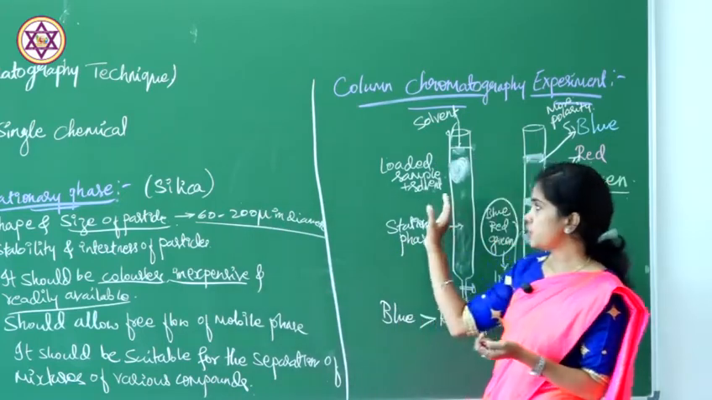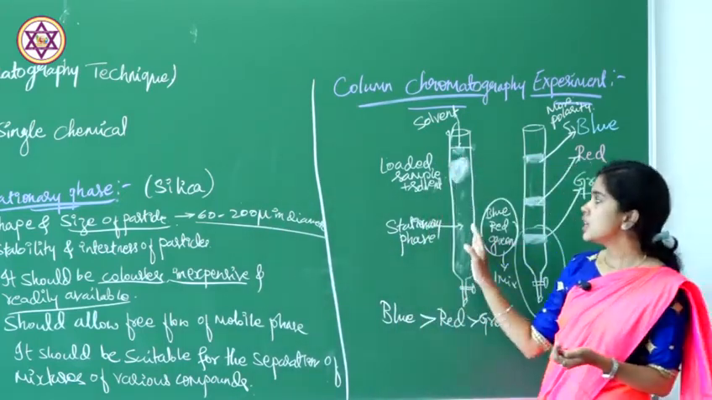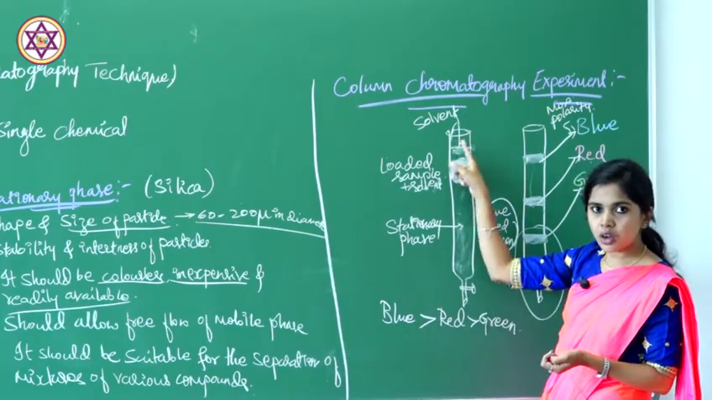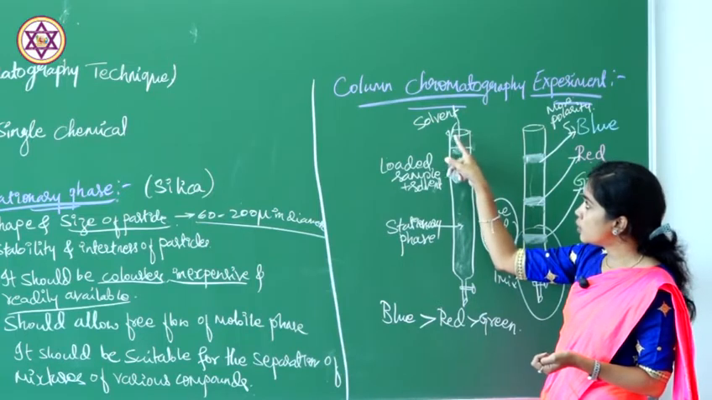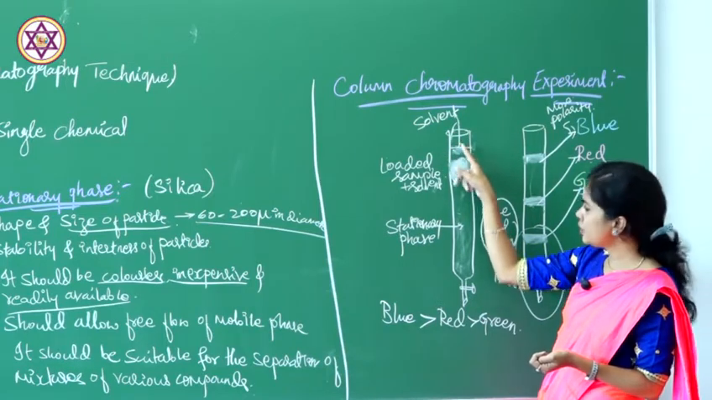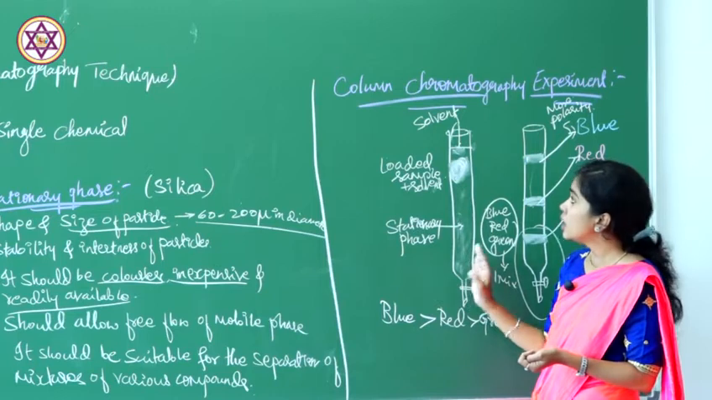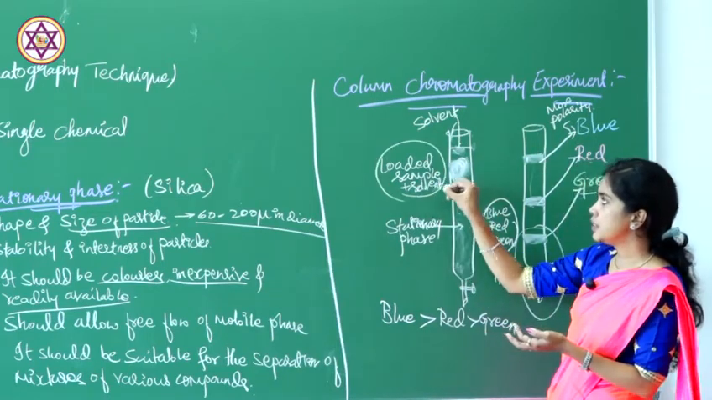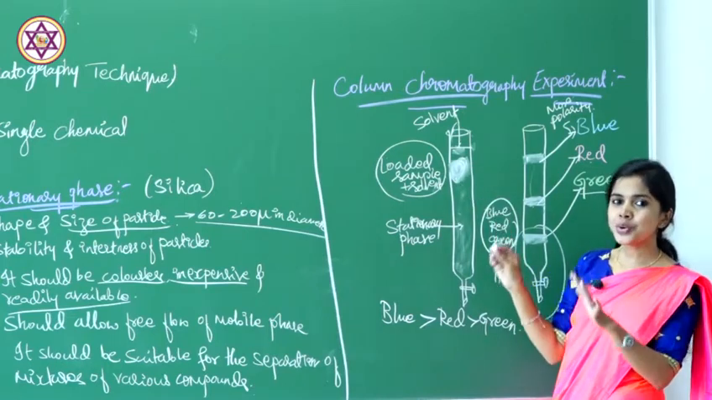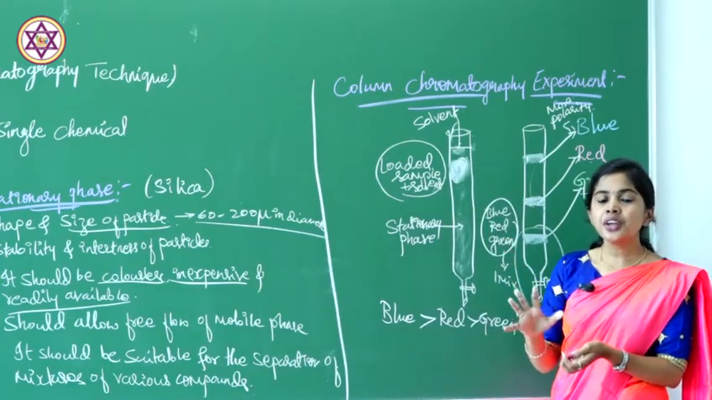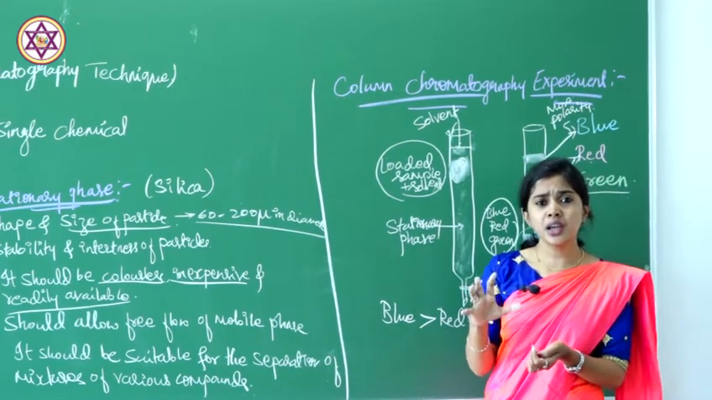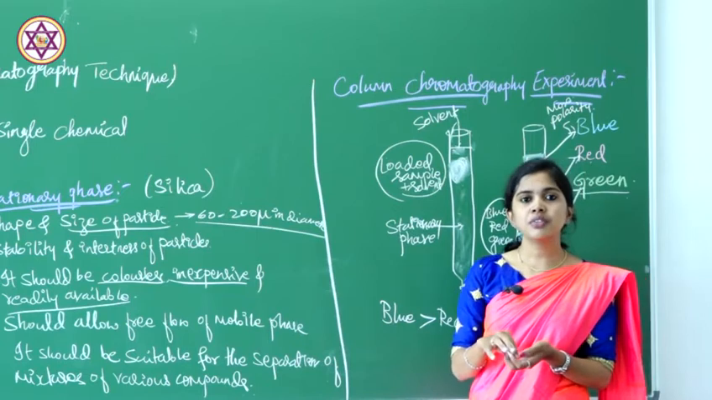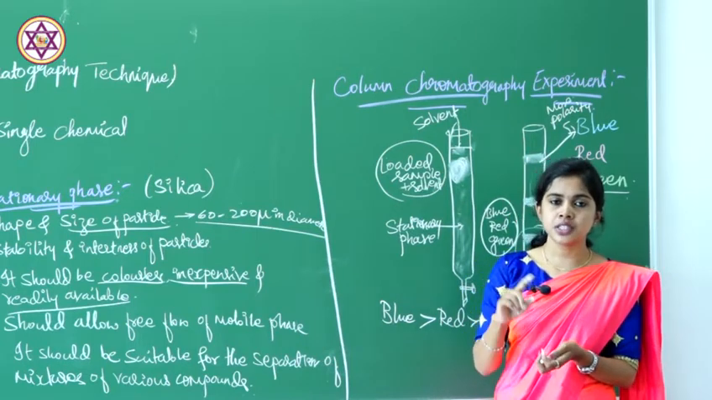In a burette we fill the silica gel first, then on the top of the column we fill the solvent. It will run through the burette. Then we load the sample with the solvent and leave it. It will take different times for the different compounds to get absorbed. This we call the retention time, that is Rf.